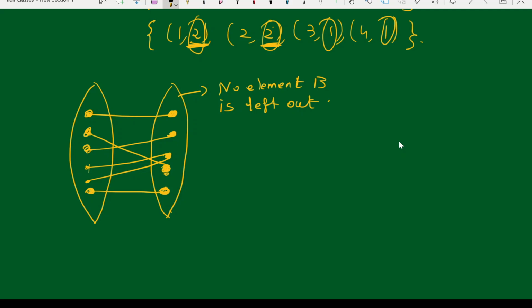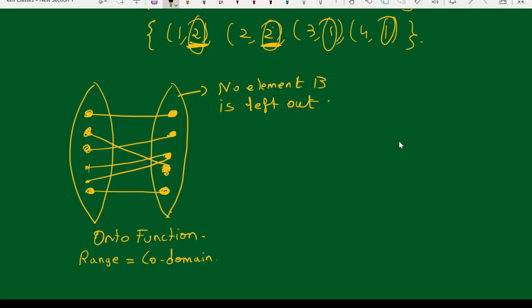Okay. When a function is of this type, it's called as an onto function. Okay. It's called as an onto function. In other words, what happens in this function is the range of this function is equal to the codomain of the function.